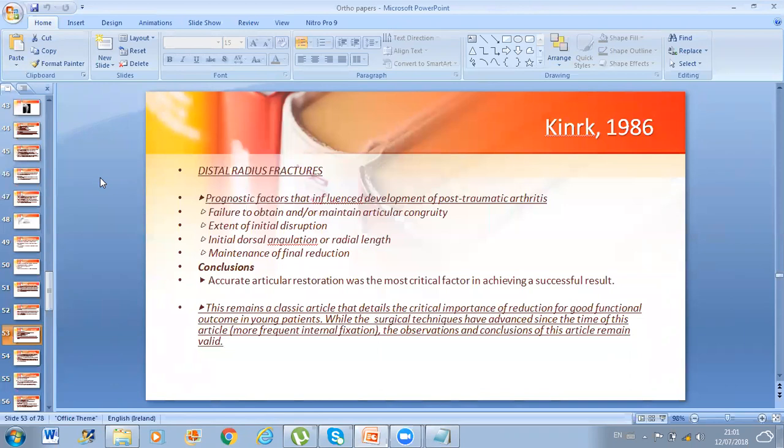Before this, we were doing conservative reductions. You would reduce the fracture, put on the cast, and then shift the patient. So this was the beginning; he was the one who quoted that operative intervention is better than conservative management. He quoted prognostic factors that influence development of post-traumatic arthritis. First, failure to obtain or maintain articular congruity. Second, initial disruption. Third, dorsal angulation or radial length. Fourth, maintenance of final reduction. So after this, we started doing operative intervention for distal radius fractures.